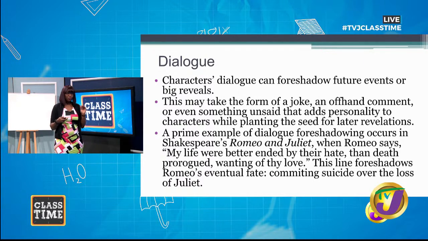Now here we have Romeo and Juliet. When Romeo says, "My life were better ended by their hate than death prorogued, wanting of thy love." And we know, based on what we know about the play, that eventually he does die. So this little statement here actually foreshadows that he was going to die eventually because of love.